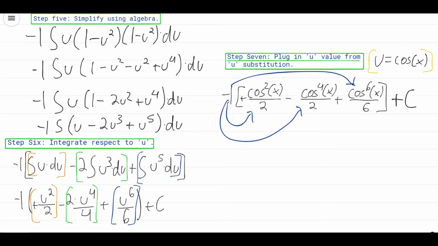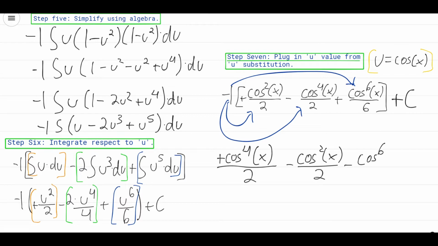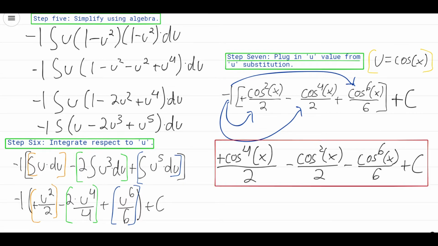In doing that, when I distribute -1, the only thing that's going to happen is the signs are going to flip. So our final answer is cosine to the 4th x over 2, and I'm putting these in descending order, minus cosine to the 6th, minus cosine squared over 2, plus cosine to the 6th x over 6, plus c. And that's the answer to this problem. So the key here is to apply the Pythagorean identity substitutions, because these are odd powers, not even powers.